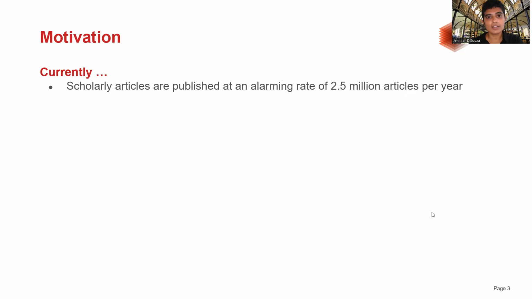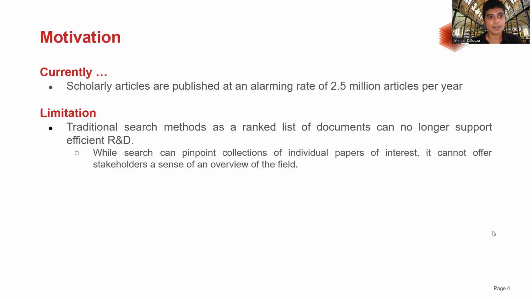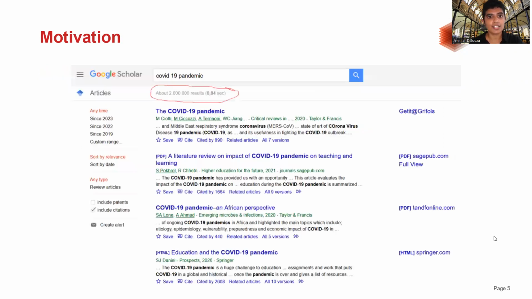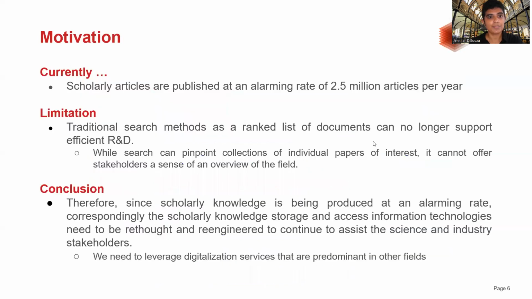Currently, scholarly articles are published at an alarming rate of 2.5 million articles per year. The limitation in this case is that traditional search methods as a ranked list of documents can no longer support efficient R&D. So here is an example of a search for the keyword COVID-19 pandemic. It returns about 2 million results.